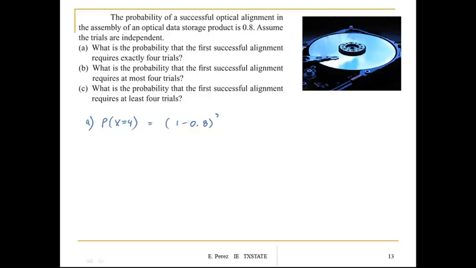Times 0.8, that is equal to 0.0064. Now let's look at the second part.